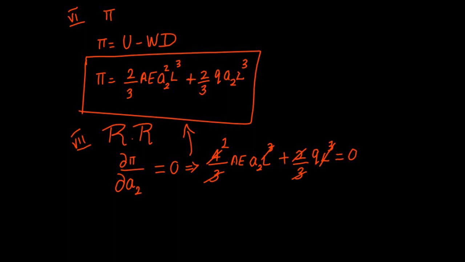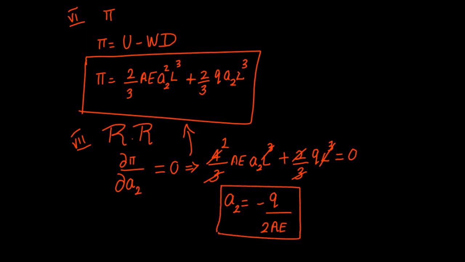So what is the value of A2? It's very simple. A2 is equal to minus Q divided by 2AE. That's it. You get the value of the constants. So this is Rayleigh-Ritz method. It's very cool.